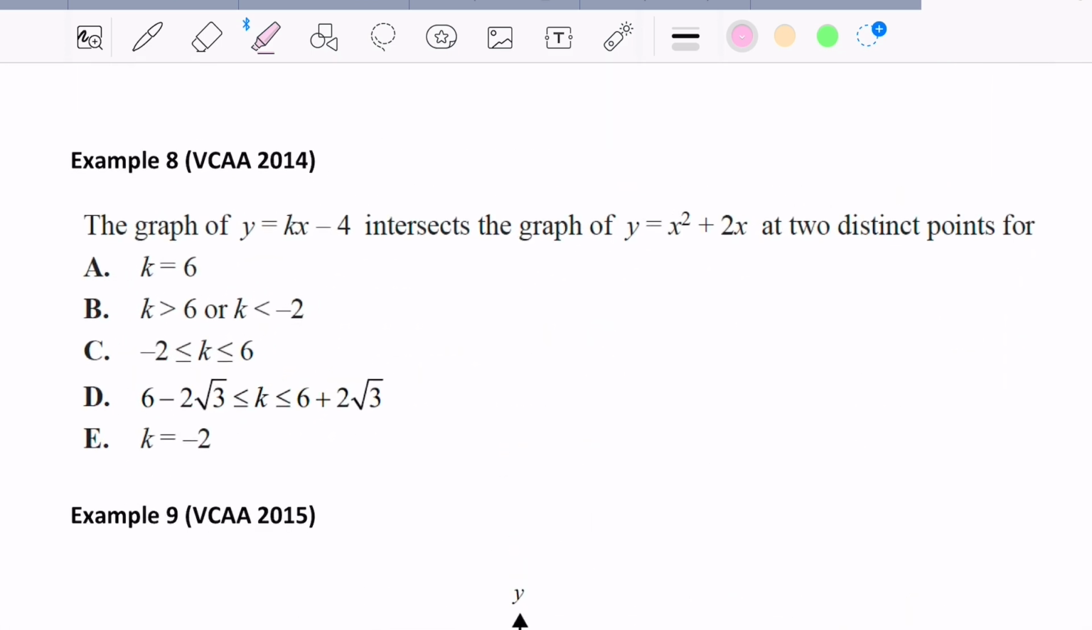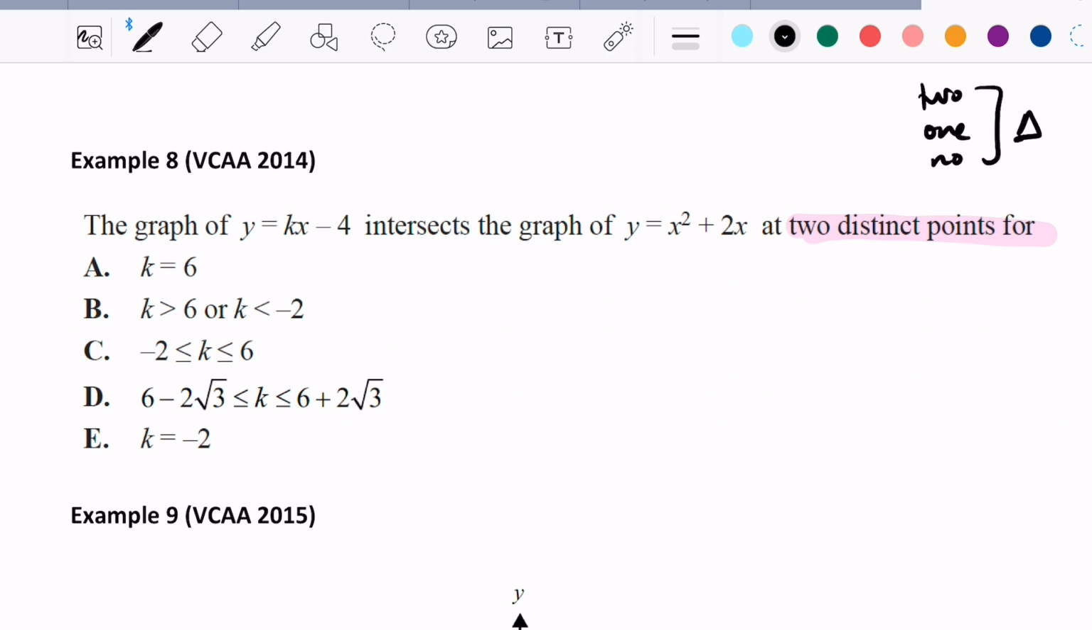All right, next question, example 8. We've got the graph of y = kx - 4 and it intersects that particular graph at 2 distinct points. Whenever you see this idea about 2 graphs intersecting and they want to know at specifically 2 points, what are the alternatives? They could intersect at 1 point or at no points. Whenever I'm thinking of this idea of 2 solutions, 1 solution or no solution, I'm always thinking of the discriminant. Another reason I'm thinking of the discriminant is because it's between a quadratic and a linear, and when I make them equal to each other, it forms a new quadratic.